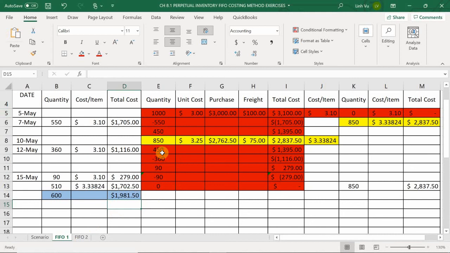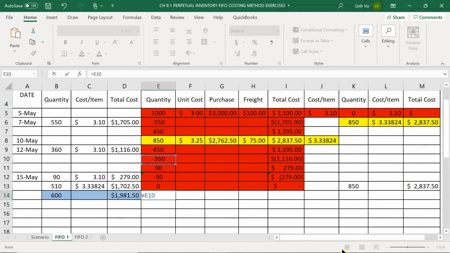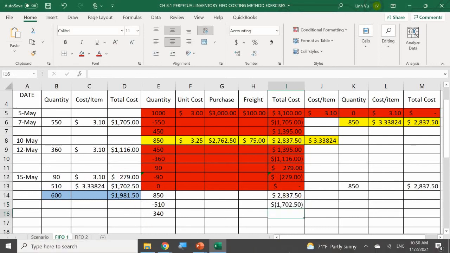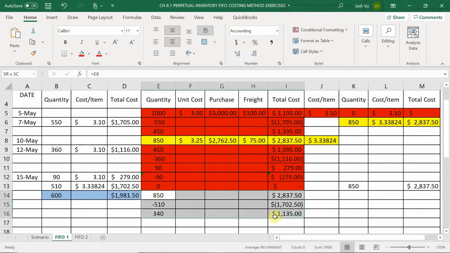So in this case, right, I'm going to carry down my yellow batch of 850 because I will need to calculate this. Okay. If I sold 510, how much should I have left? 340. Okay. Same thing here. If I had $2,837 and I sold $1,702.50, I should have a remaining balance of $1135 even. Okay. So again, this was the yellow batch of inventory. Okay, keeping track of it.